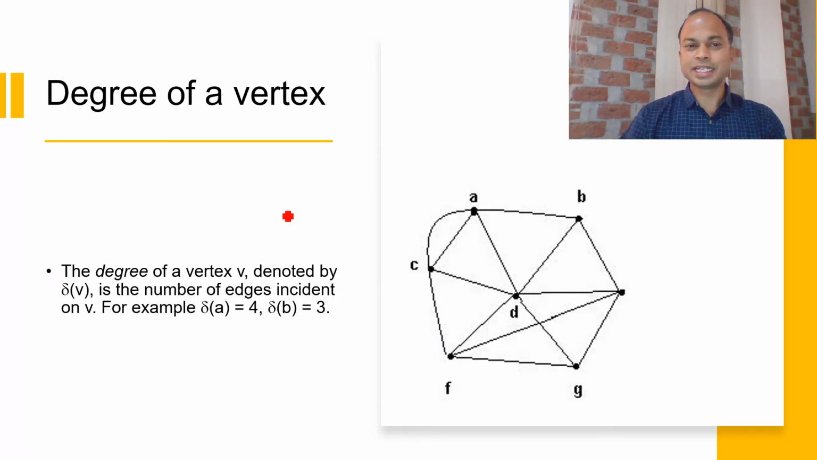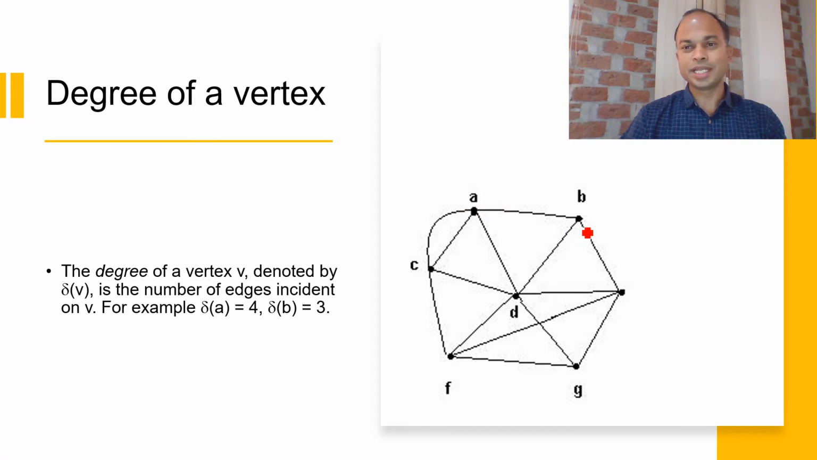If we talk about the degree of a vertex, simply it means the number of edges incident to a particular vertex. This concept is called the degree of the vertex. For example, say we have this vertex and edges are incident. Say this is the first edge, second edge, third edge, and fourth edge. Four edges are incident to A. Therefore, the degree of A is 4.